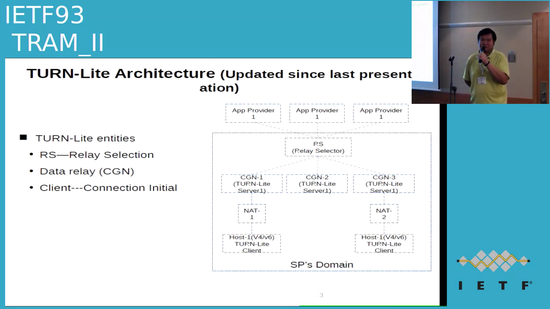So this is a new architecture. We call it Turnlight. As you can see in the dotted line frame, it's the SP's domain. In contrast to the SP domain, there is the application provider domain. There are three key components in the Turnlight architecture. One is the relay selector, as you can see in the box. Then the data relay, mostly CGN devices. And of course, the client. Next, please.